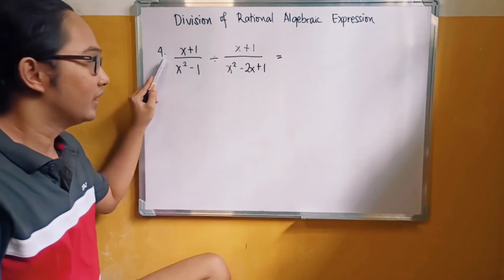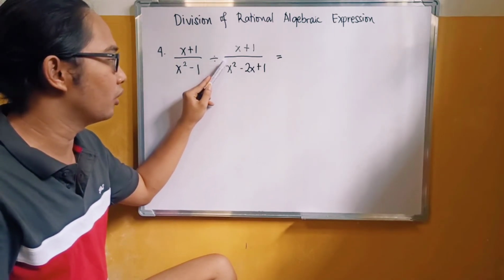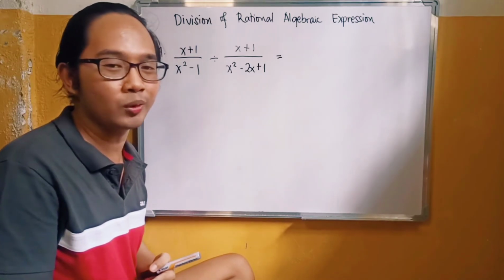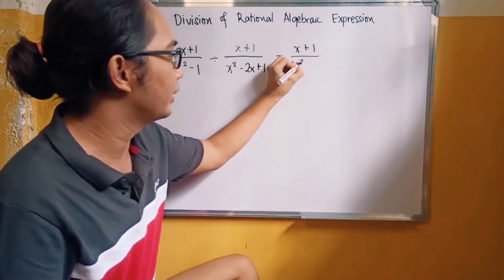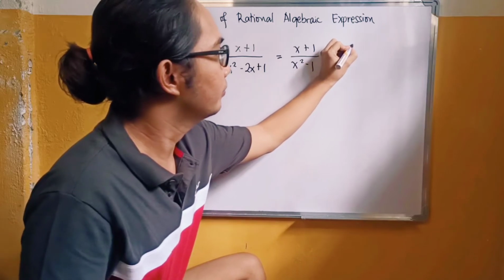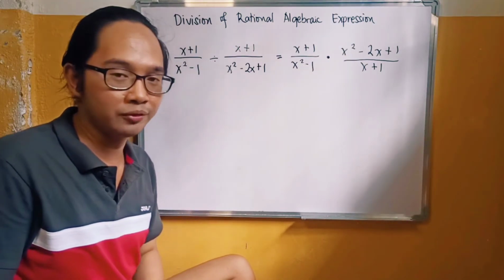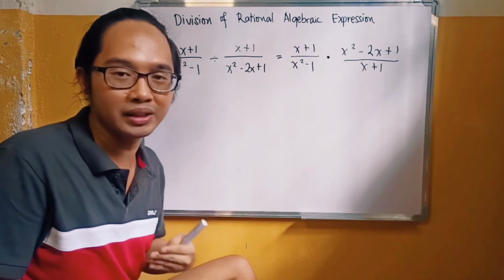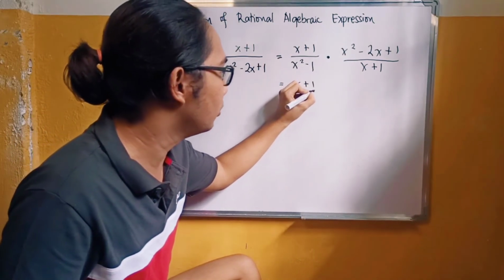For number 4, x plus 1 over x squared minus 1 divided by x plus 1 over x squared minus 2x plus 1. We need to get the reciprocal of our divisors. X plus 1 over x squared minus 1 multiply by x squared minus 2x plus 1 over x plus 1. Bago tayo mag-cancel ng ating common factors, just make sure na ma-factor out muna natin lahat ng mga dapat i-factor out. Just copy x plus 1 dahil hindi na siya kayang i-factor out.